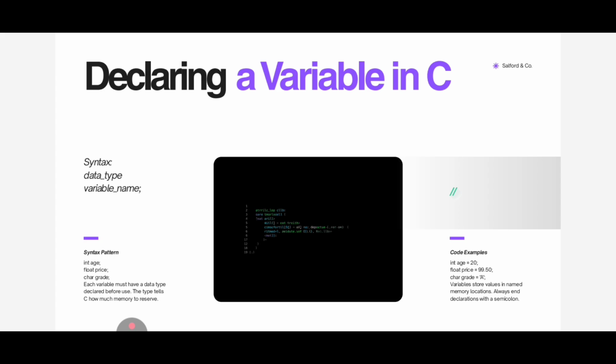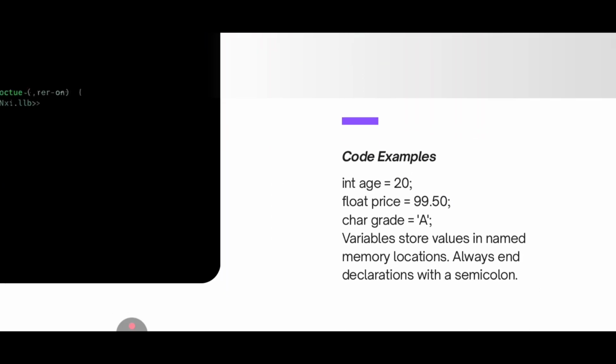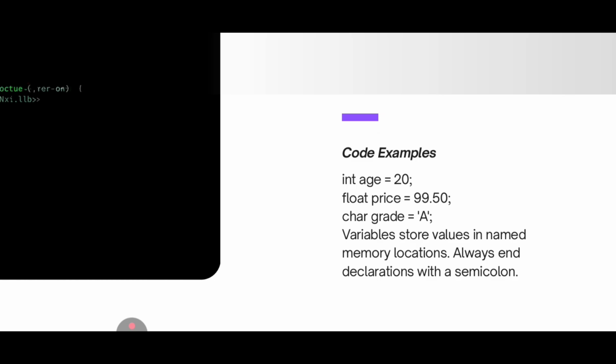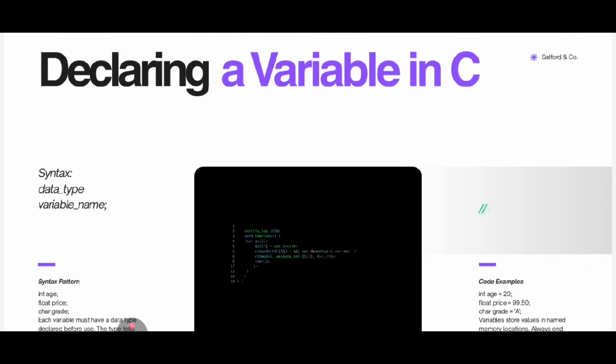Once declared, you can assign a value to the variable like age = 20, or even do it in one step: int age = 20. That's called initialization. So in short, declaration tells C: I need memory for this data, and here's what type it is.